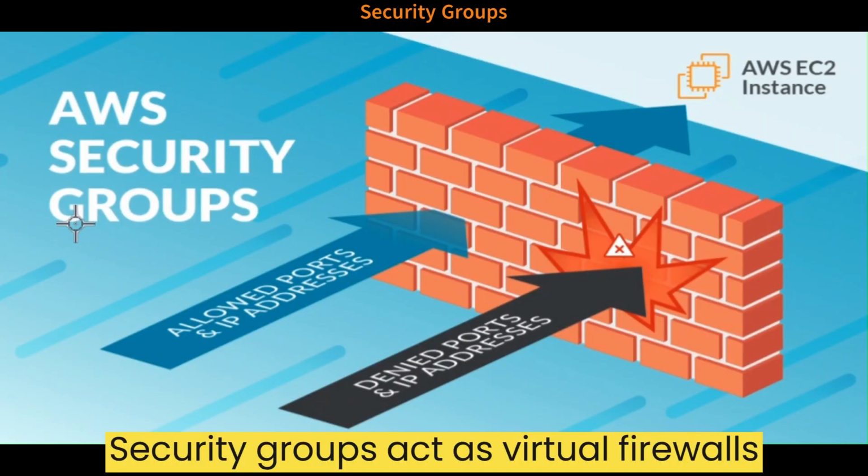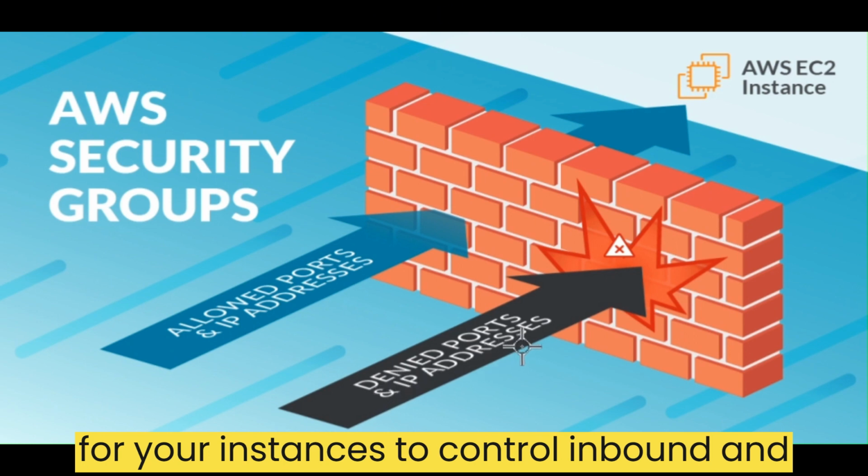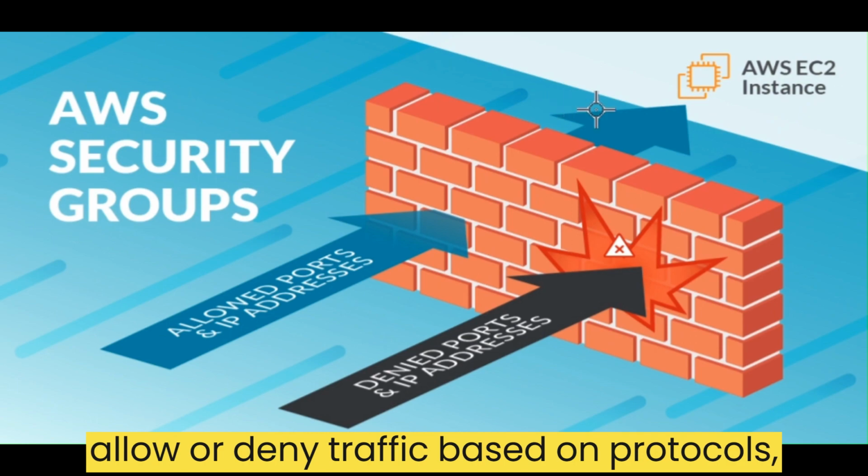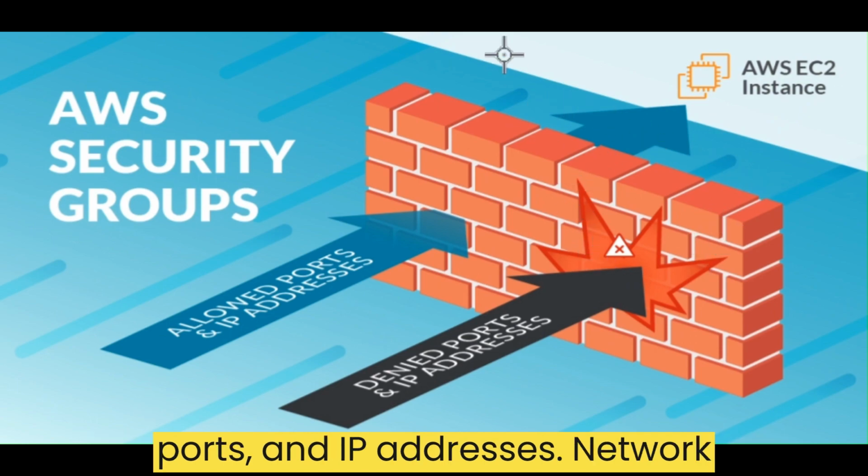Security groups. Security groups act as virtual firewalls for your instances to control inbound and outbound traffic. You can define rules to allow or deny traffic based on protocols, ports, and IP addresses.